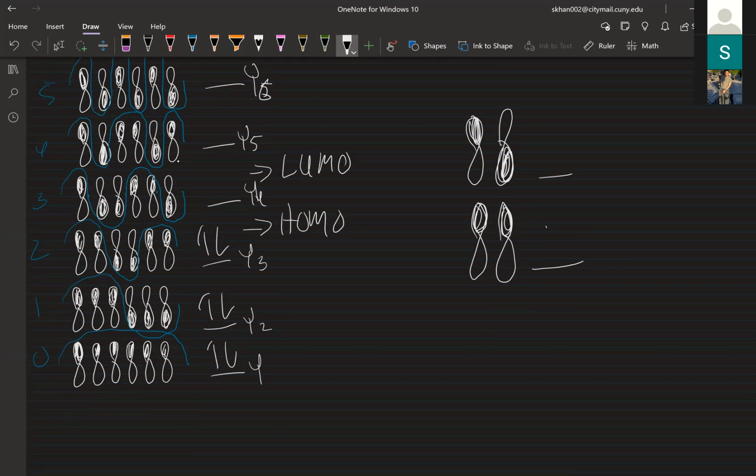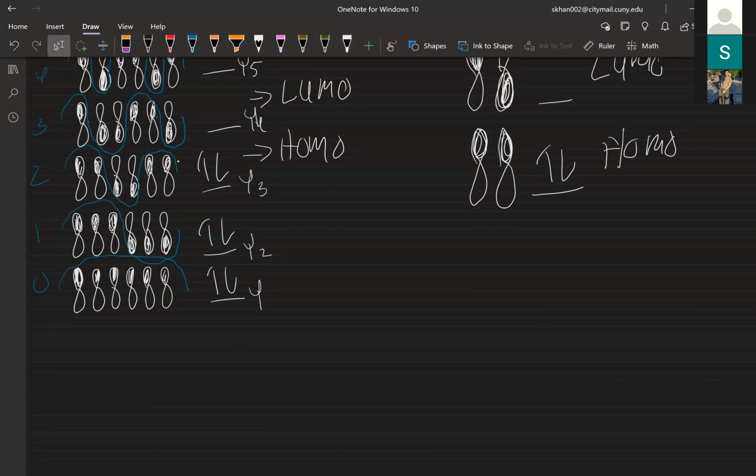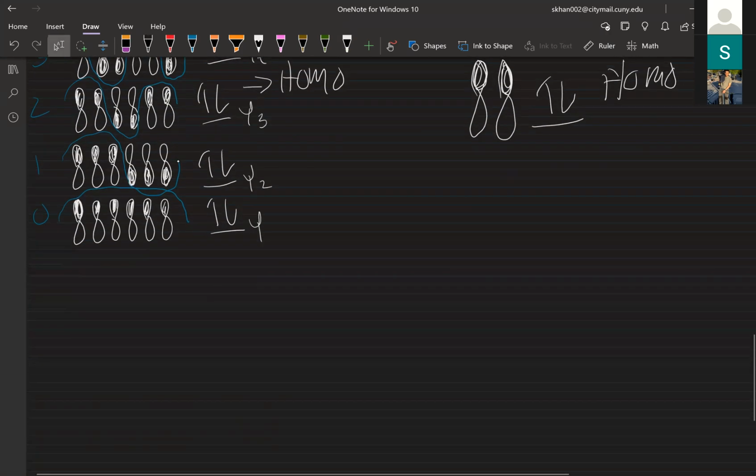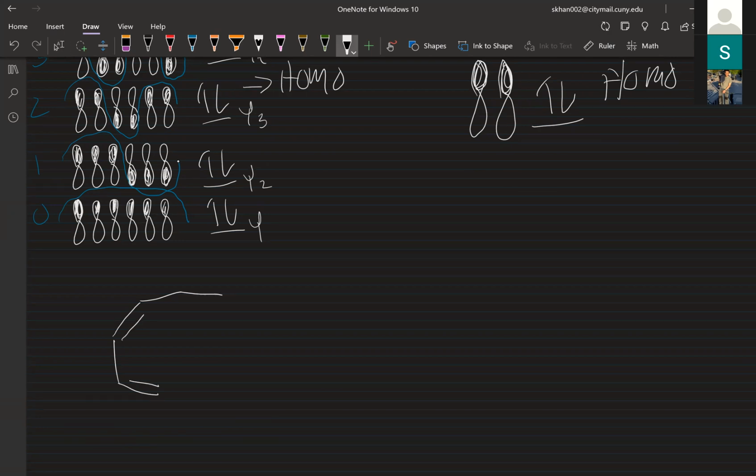There we go. And there's only 2 here. So this is our LUMO, this is our HOMO, right? Now we have to draw out the HOMO for this. So that's Psi 3, right? Let's draw it out on top of the molecule. One second. This one's a little bit harder to draw out. There we go. So we have a double bond here, here, here, right? Now we can draw out the orbitals.